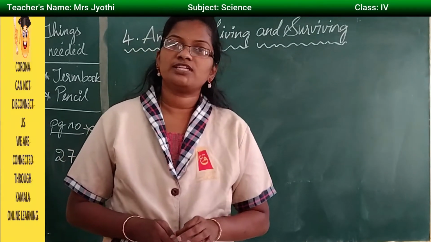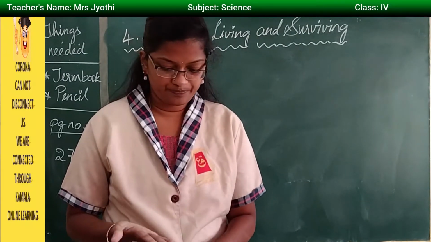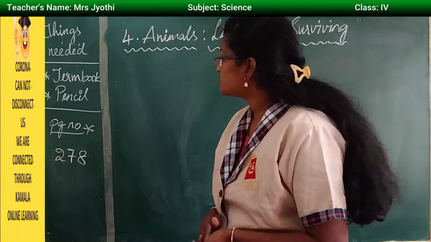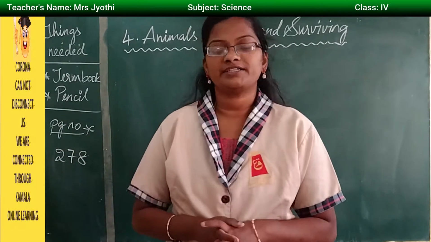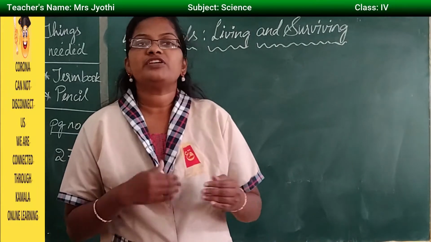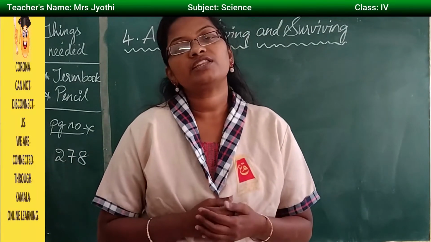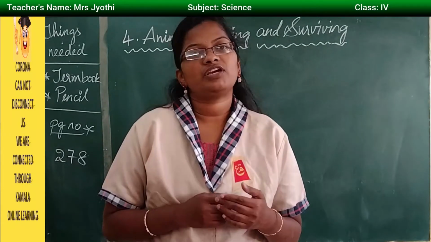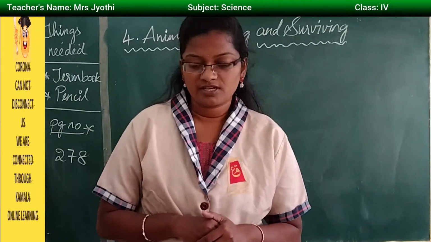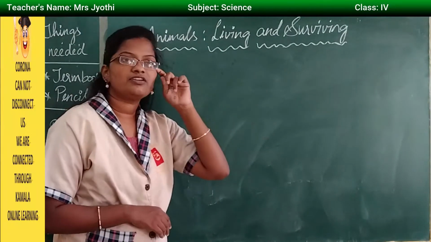Before moving on to the lesson, please be ready with your textbook and your pencil. Open your textbooks, lesson number 4, page number 278. Till the previous session we have completed lessons 1, 2, 3 and we have also done the worksheet. Now we are in lesson number 4. In this lesson we are going to learn about animals. The lesson name itself says it: animals living and surviving.